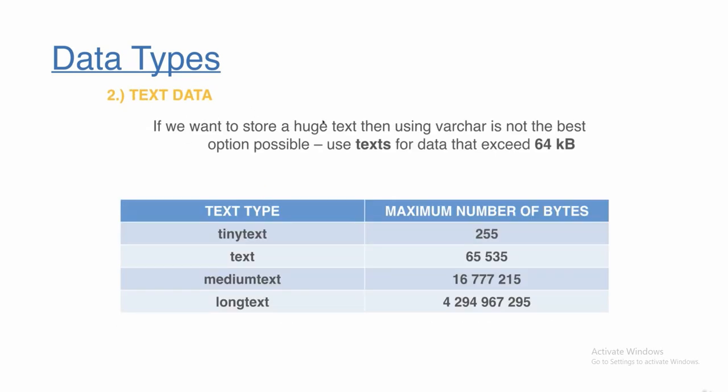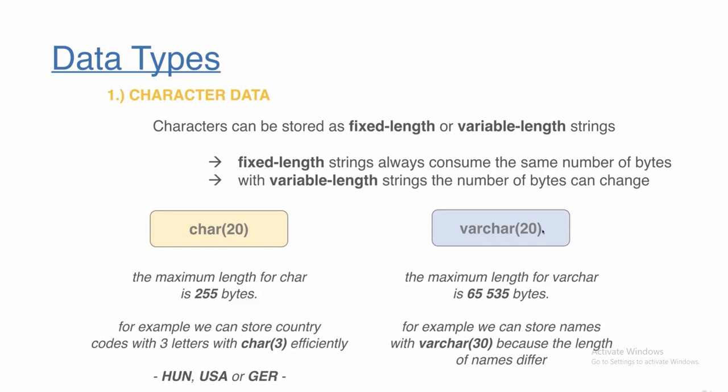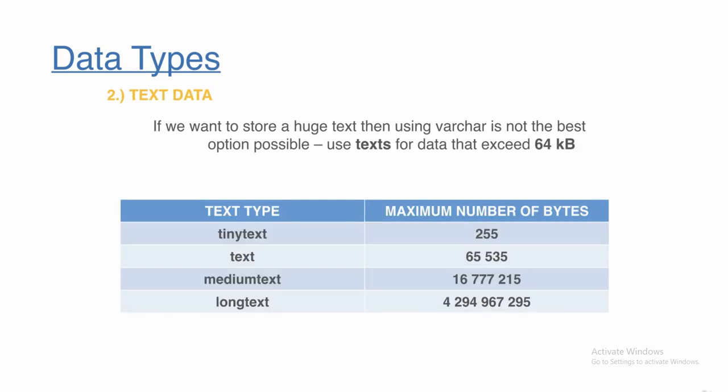So if we want to store a huge text, then using varchar is not the best option possible because, as we have been talking about, we can store up to 64 kilobytes. But what if we would like to store text that exceeds 64 kilobytes? In this case, we have several options. We can use tiny text, text, medium text, and long text.